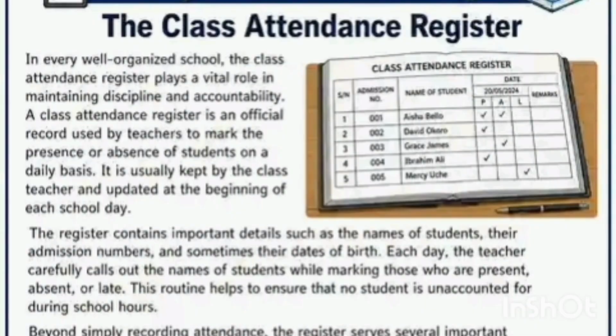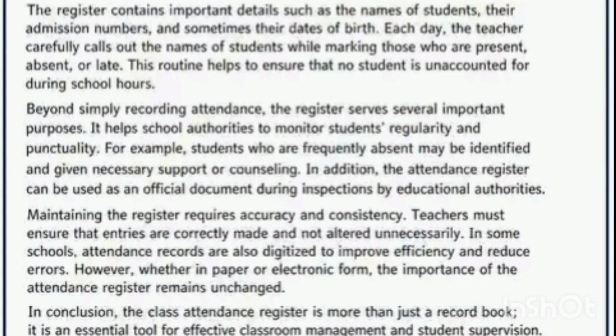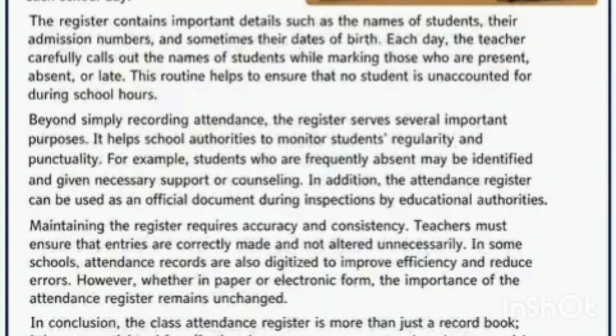In every well-organized school, the class attendance register plays a vital role in maintaining discipline and accountability. A class attendance register contains important details such as the names of the students, their admission number, and sometimes their dates of birth. Each day, the teacher carefully calls out the names of the students while marking those who are present, absent, or late. This routine helps to ensure that no student is unaccounted for during school hours.